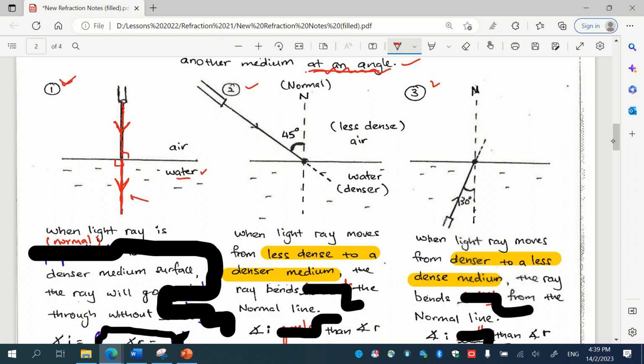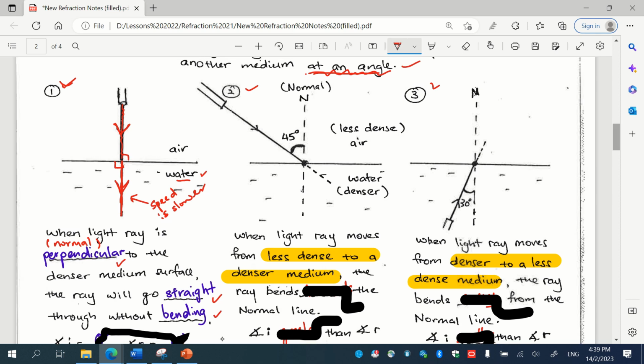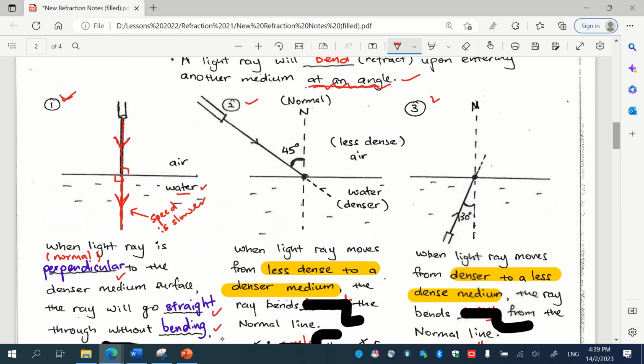For this ray that goes in, the speed is slower. However, it will go straight. There's no bending. So what you have to take note of here, can you write down in your blank? When the ray is perpendicular to the denser medium surface, the ray goes straight without bending. Now the angle at the bottom, hold on first until we go through diagram 2 and diagram 3, then we'll come back to diagram 1.